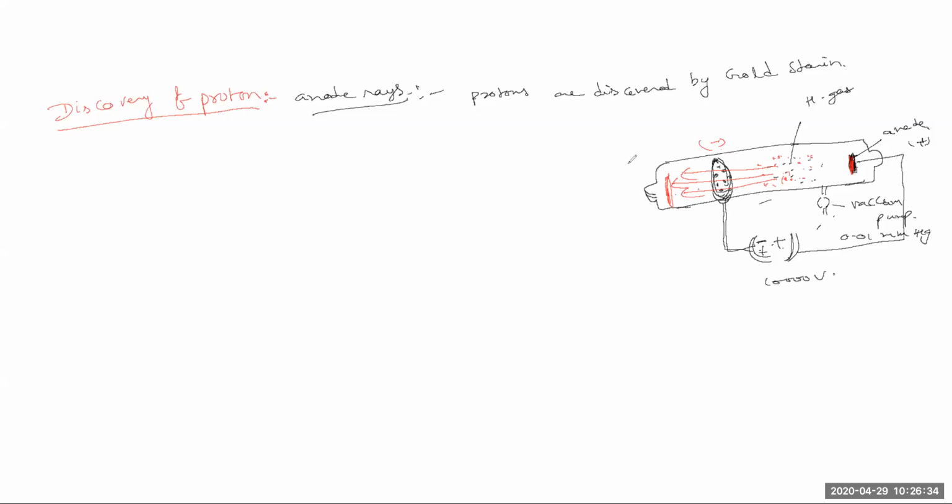Try to understand. Next point is, he used that same electric discharge tube and the properties of anode rays. Now come to the properties of anode rays. These rays are termed as canal rays.